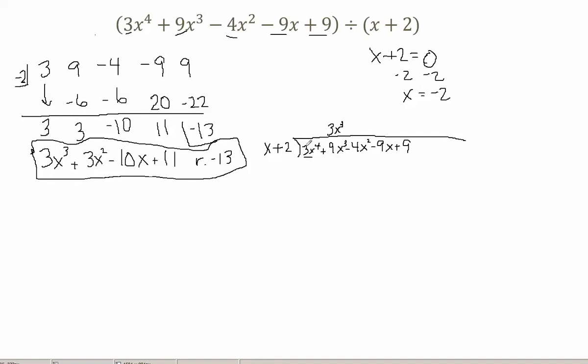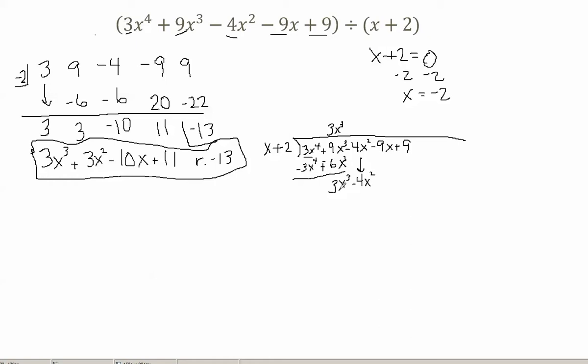Then you multiply 3x to the third times x, so you get 3x to the fourth. Then you have 3x to the third times 2, which is plus 6x to the third. And then you change the sign, so you subtract. Now you have 3x to the third, and now you bring down your minus 4x squared.